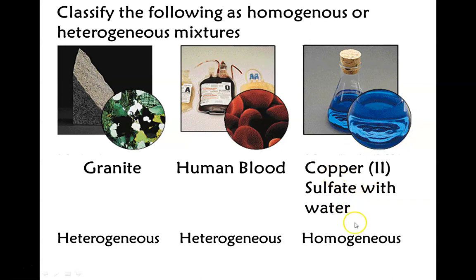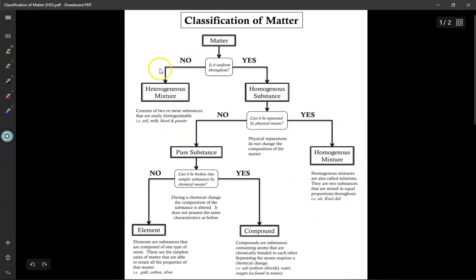Even if you put this under a microscope, it would all look the same. It's so small, the difference is, it looks uniform throughout. You can't tell the difference between the copper 2 sulfate particles and the water that dissolved them. So, putting this all together, everything we've just discussed is summarized in this big giant chart.